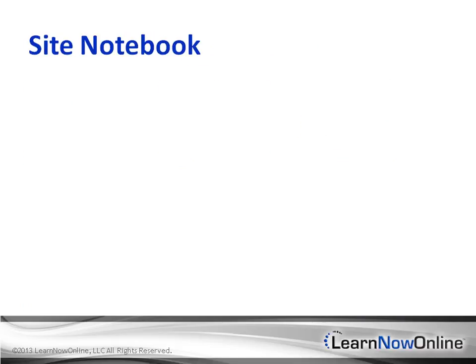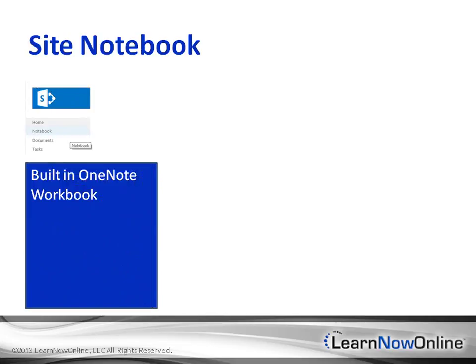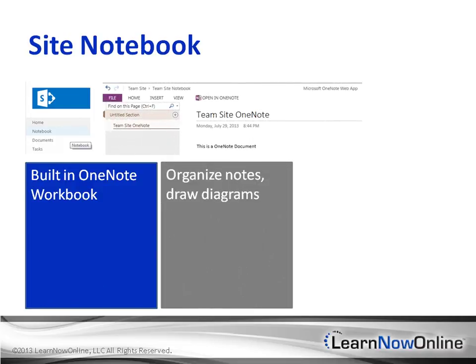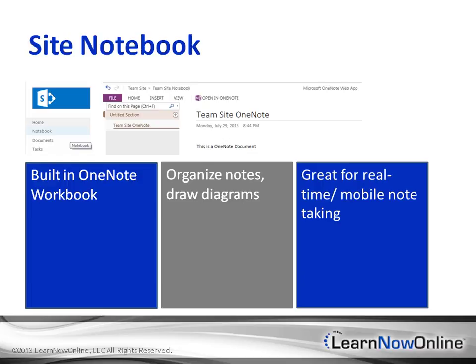One great and powerful example of Office web applications integration is the Site Notebook. The Site Notebook is a OneNote workbook that is built into your SharePoint site. It is so important that Microsoft has put it on the quick launch so you can get it from anywhere in the site. What do you use this for? Well, you use it to organize notes, have diagrams, and it's great for real-time and mobile note-taking.